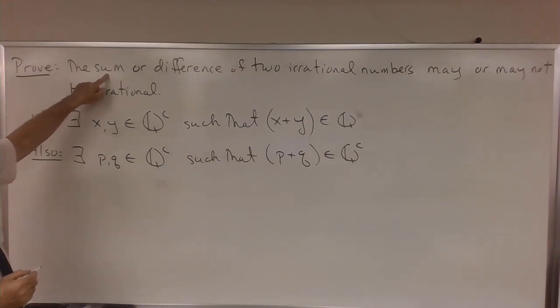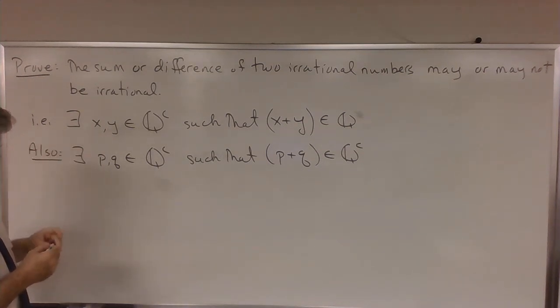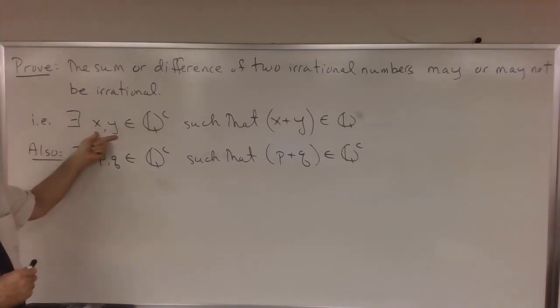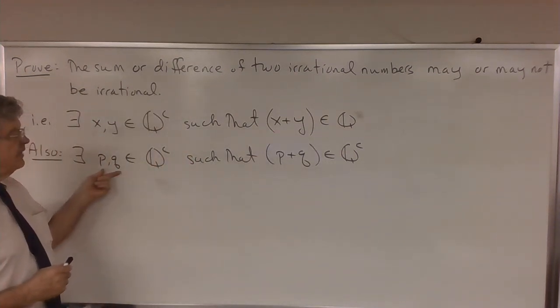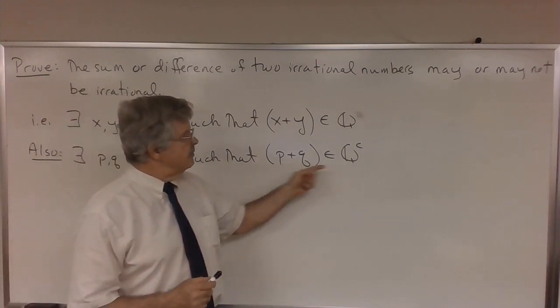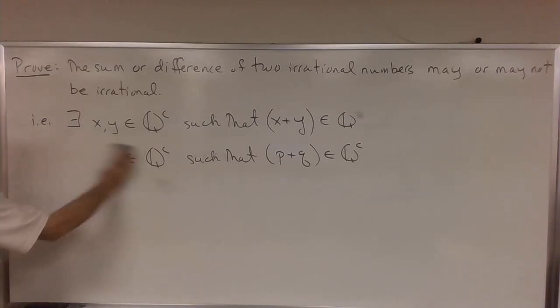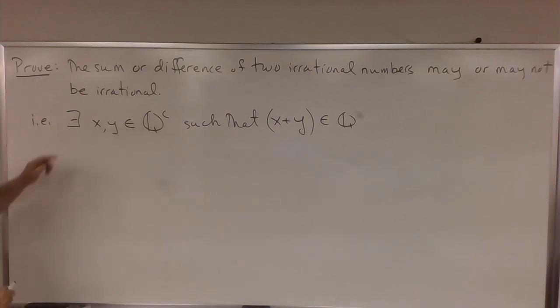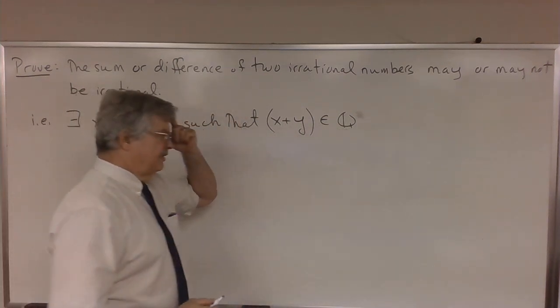The sum or difference of two irrational numbers may be irrational or may not be irrational. In other words, there exist two irrational numbers such that their sum is rational, and there exist two irrational numbers such that their sum is irrational. So let's look at this one first. There exist x and y that are irrational such that their sum is rational.